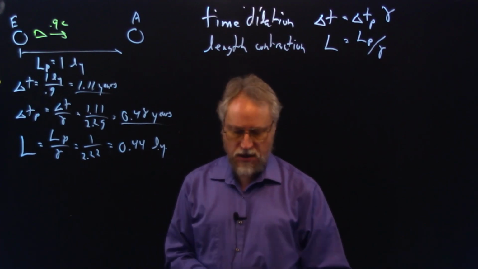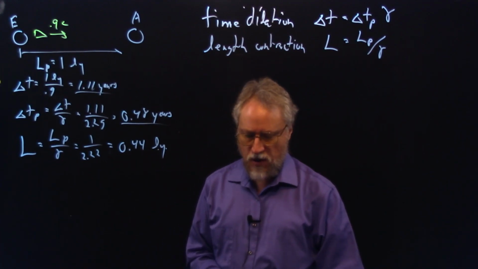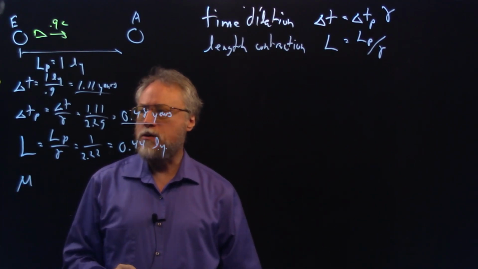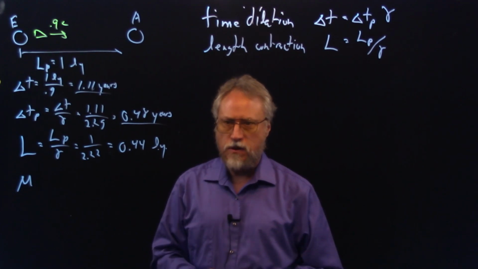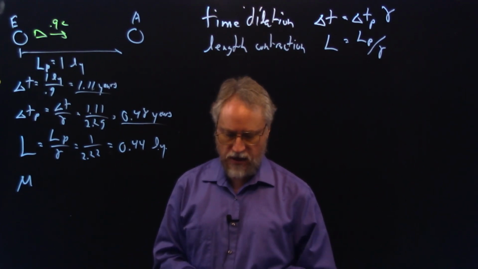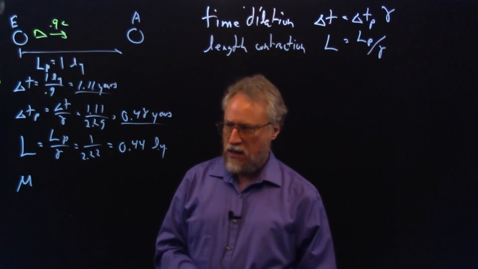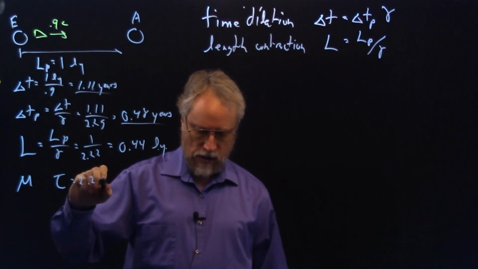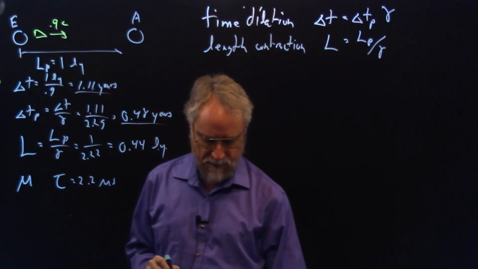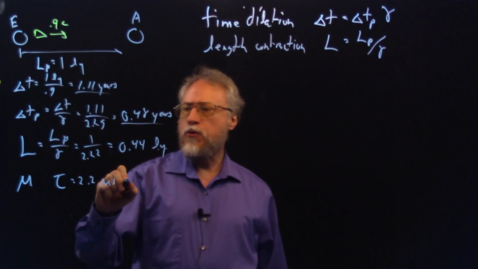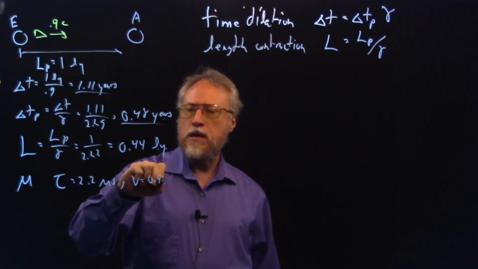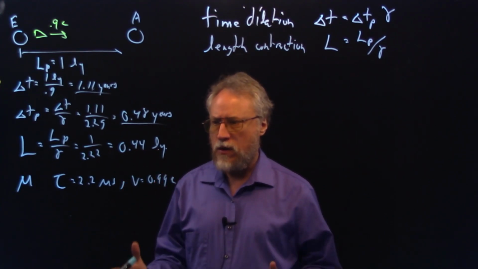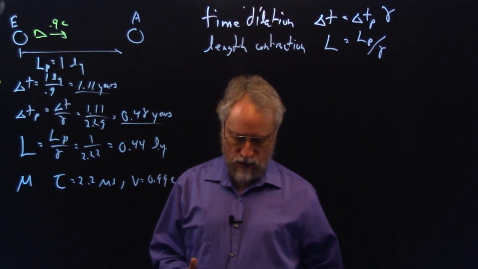And we can actually see this as examples. We have muons, which are just subatomic particles that are created in the upper atmosphere when cosmic rays hit the atoms of nitrogen. The muons have a lifetime of 2.2 microseconds, and they travel at about 0.99 c. So if we think about that, they have a lifetime of 2.2 microseconds and travel at 0.99 c.